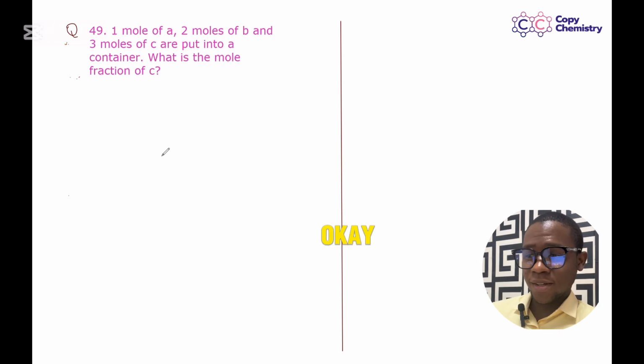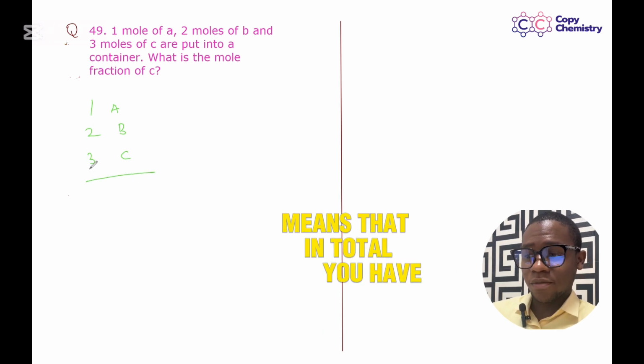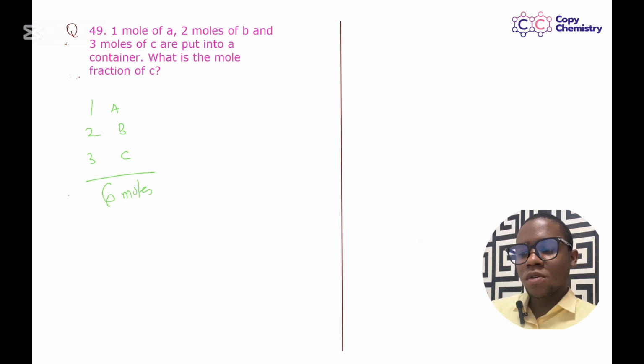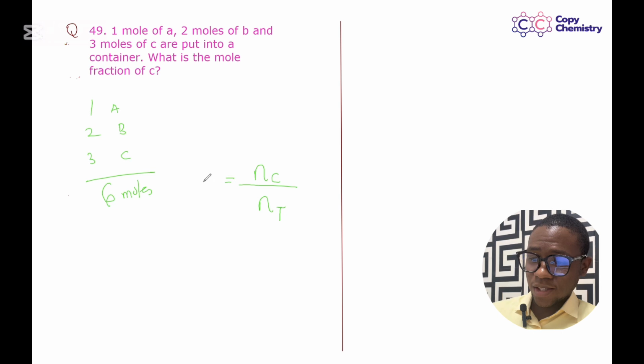it's not difficult, okay? It's not difficult. So if you have 1 mole of A, 2 moles of B, and 3 moles of C, it means that in total you have 6 moles of everything, right? So if you want to know the mole fraction of C, it means that you need to know the number of moles of C and then divide it by the total number of moles, okay? So that gives you the mole fraction of C, which you can represent with this big X here and then a small c. So that's it.